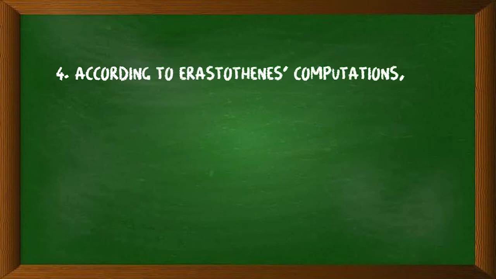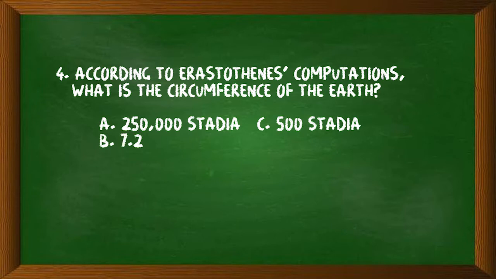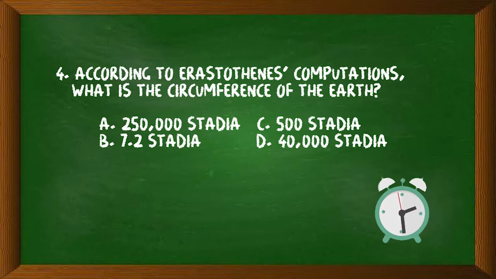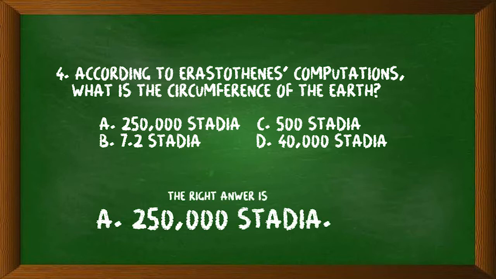Fourth question. According to Eratosthenes' computations, what is the circumference of the Earth? Again, according to Eratosthenes' computations, what is the circumference of the Earth? A, 250,000 stadia. B, 7.2 stadia. C, 500 stadia. And letter D, 40,000 stadia. The correct answer is letter A, 250,000 stadia. Congratulations to those who got it right.